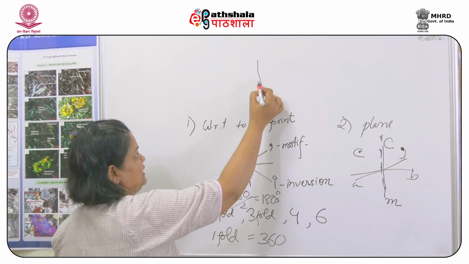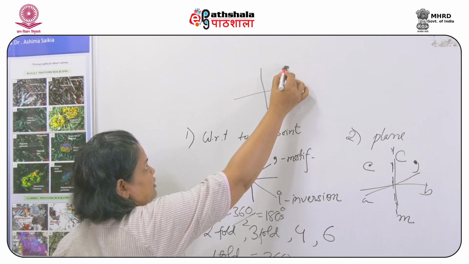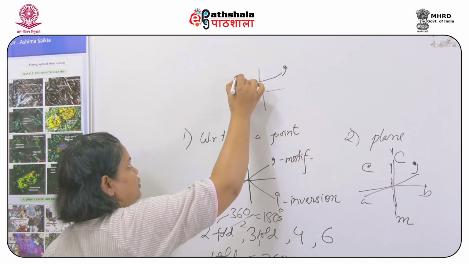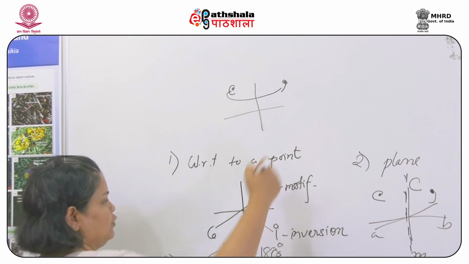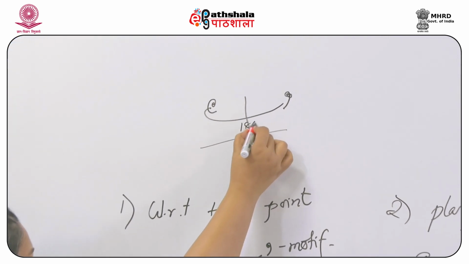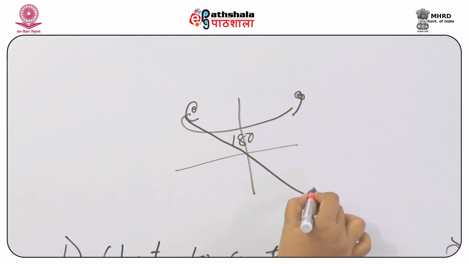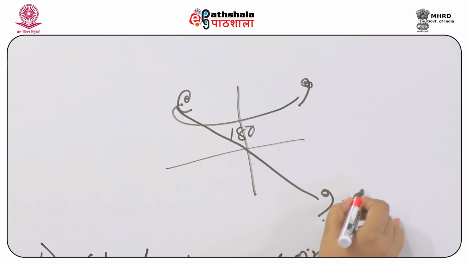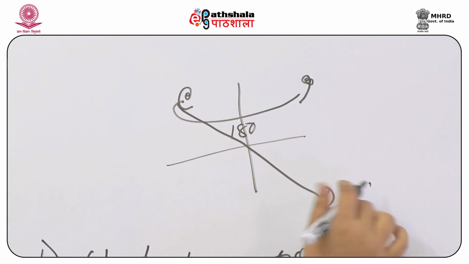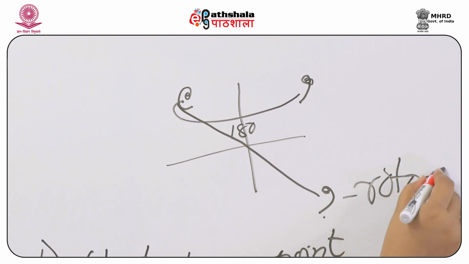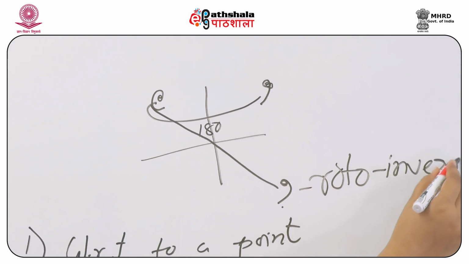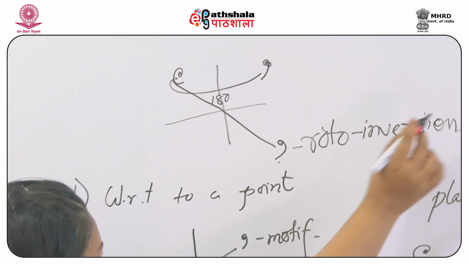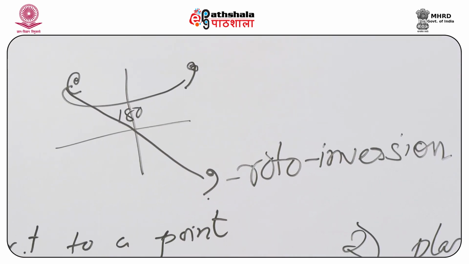roto-inversion. Herein we have a symmetry operation. First we rotate it, for instance, by a two-fold axis, which is 180 degrees, and then I invert it through the center and reproduce it here, and this is the roto-inversion symmetry. So, we have in total 4 symmetry elements.